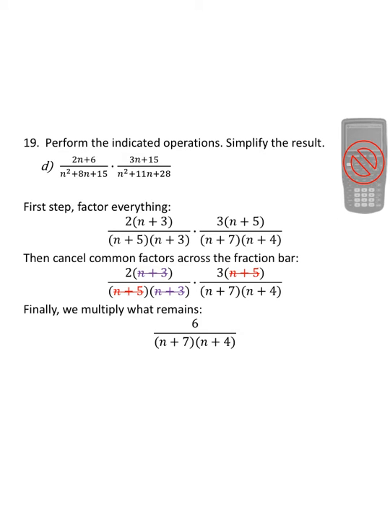Now, the easiest type of problem, multiplication. You don't have to get a common denominator, you don't have to multiply by the reciprocal, you just factor and cancel. We save that one for last.